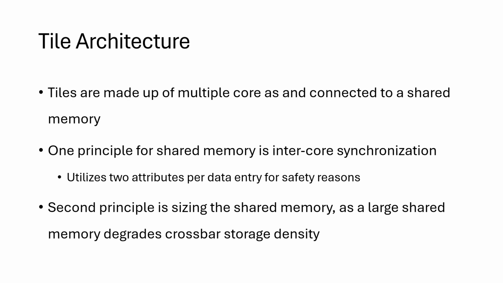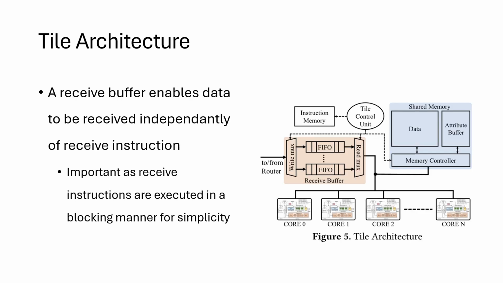As a large shared memory degrades crossbar storage density, Puma utilizes intercore and intertile pipelines to exploit the interlayer parallelism. These pipelines are used to maintain throughput and keep the shared memory size small. Next is the tile architecture, as you can see here on the right. A receive buffer enables data to be received independently of receive instruction, and this is important as receive instructions are executed in a blocking manner for simplicity.